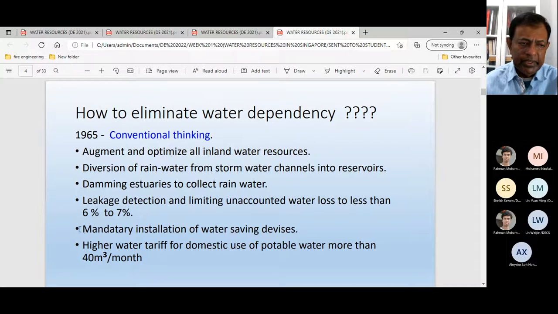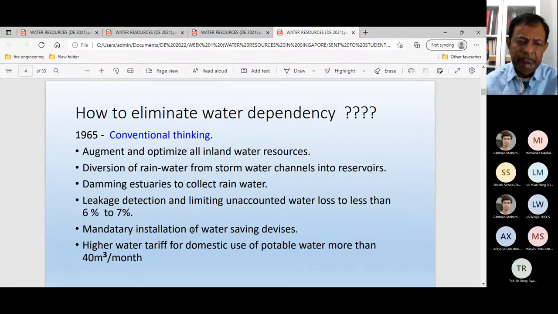In addition to that, of course, they introduced mandatory installation of water saving devices like thimbles and various other devices to limit the water usage, and also to reduce the water which comes through the taps and other utilities. So therefore there were mandatory requirements to use water saving devices.